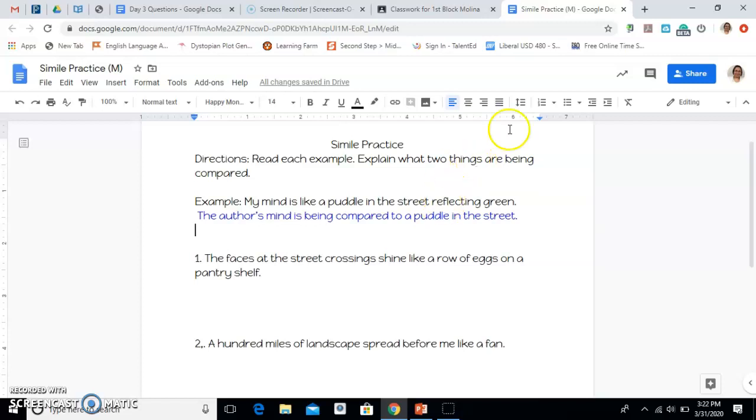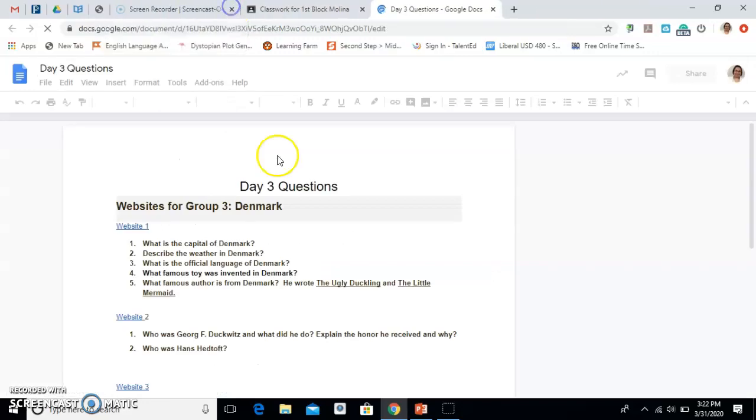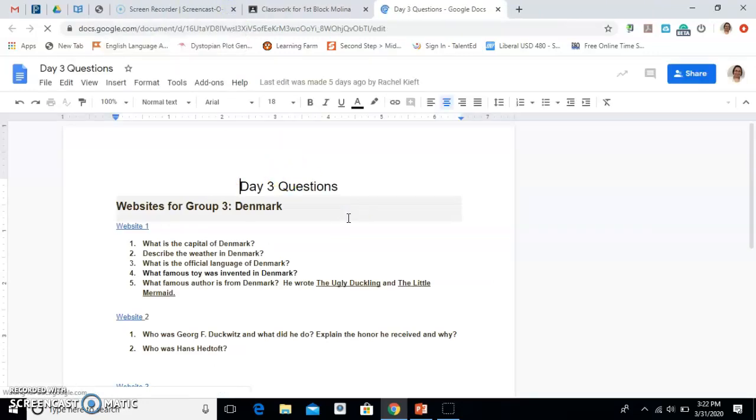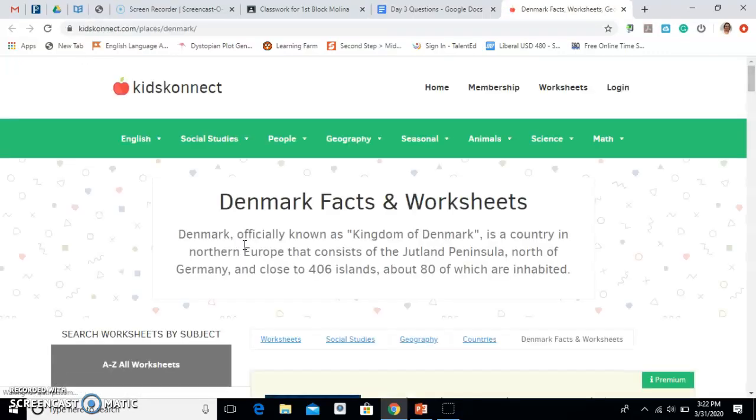When you get this done, you will then go back into your Google Classroom and you will click on day 3 questions. And day 3 questions are dealing with the wonderful country of Denmark. And with Denmark, the first 5 questions, you're going to click on website 1. And that'll take you to a different website. Now, if there are issues with the website loading, just exit out and log back in. It's just there are so many people trying to access the internet at the same time, it does slow down.